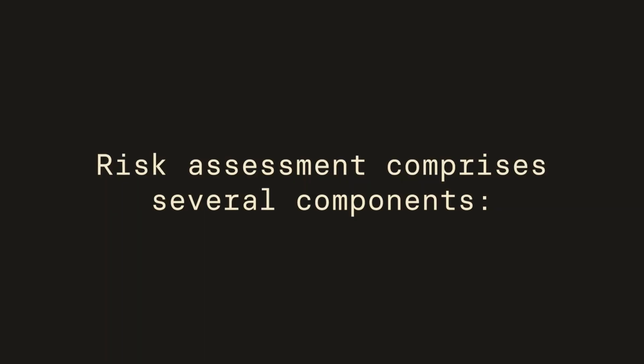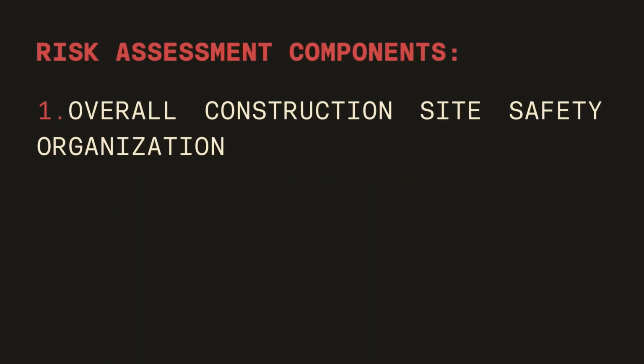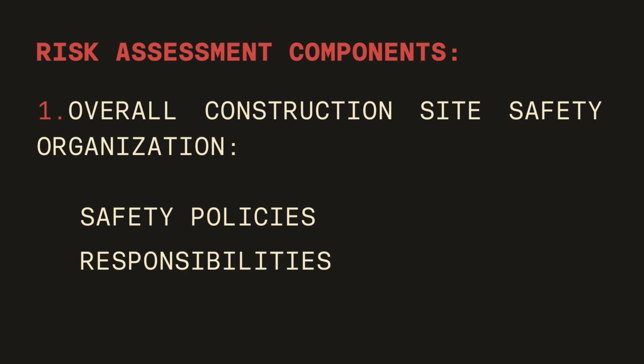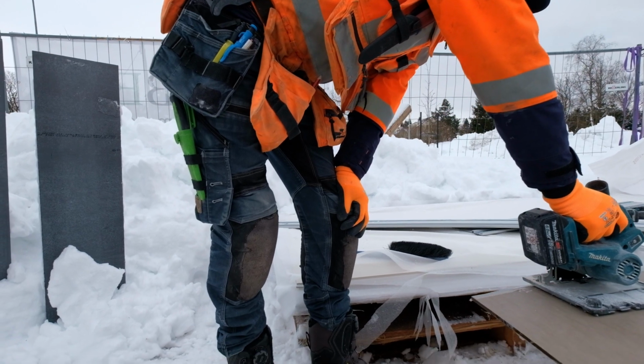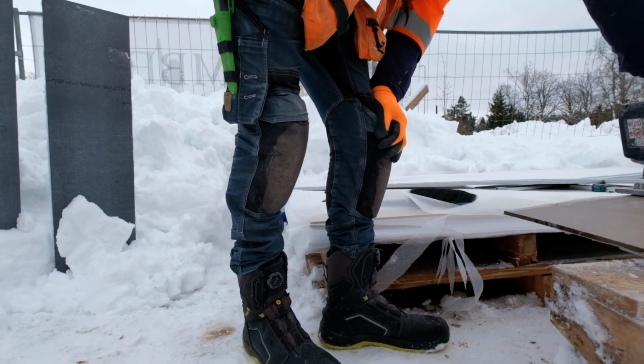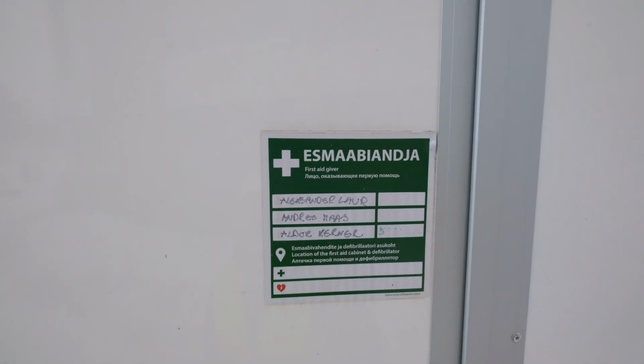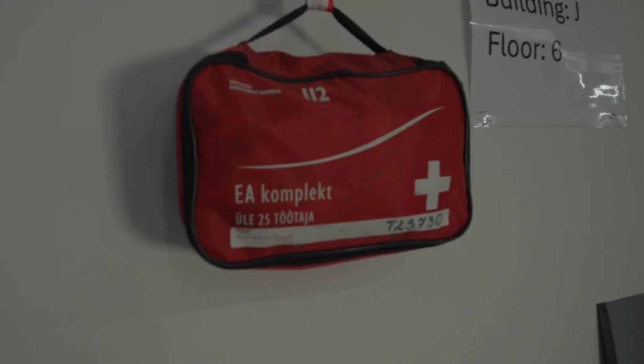Risk assessment comprises several components. Overall construction site safety organization. It encompasses safety policies and the allocation of responsibilities. Safety policy outlines the principles and procedures for ensuring safety, while the allocation of responsibilities defines who is accountable for different safety aspects. For instance, it describes the use of personal protective equipment, arrangements for first aid, and actions in the event of an accident.